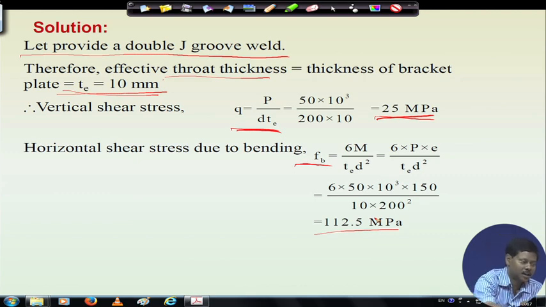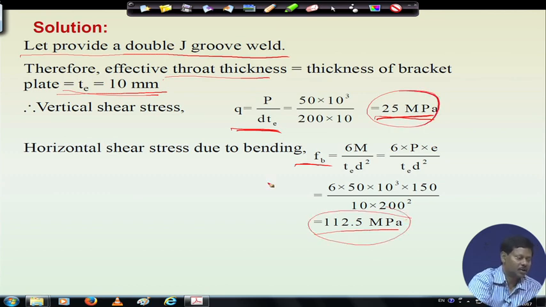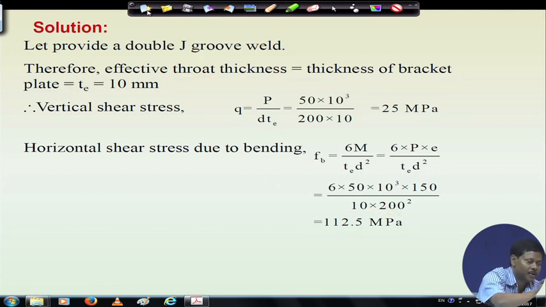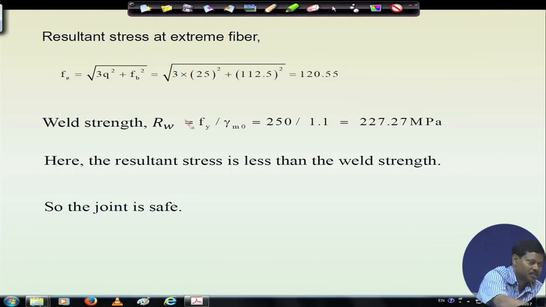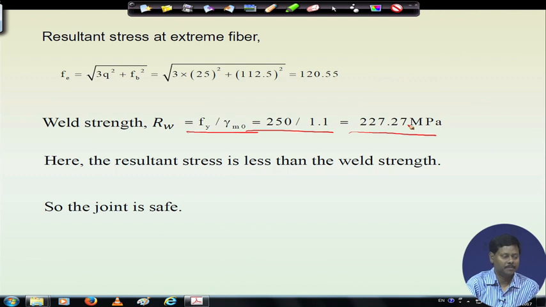So, what we see, the vertical shear stress we are getting this and the horizontal shear stress we are getting this, and of course, we have to see what is the permissible stress. Permissible stress is Fy by gamma m0, right. Permissible shear stress we can find out, Fy by gamma m0, that is 250 by 1.1. So, that is 227.27 MPa, which is more than the individual stress due to shear and bending.